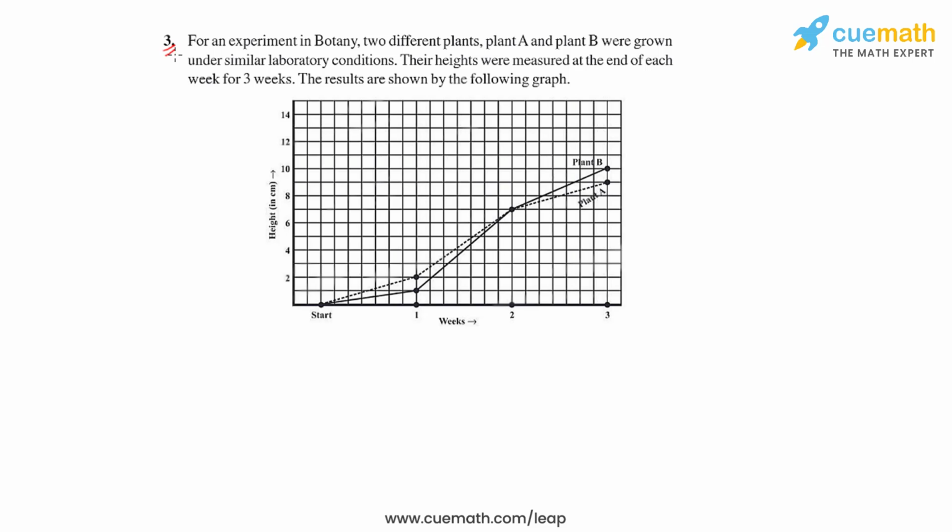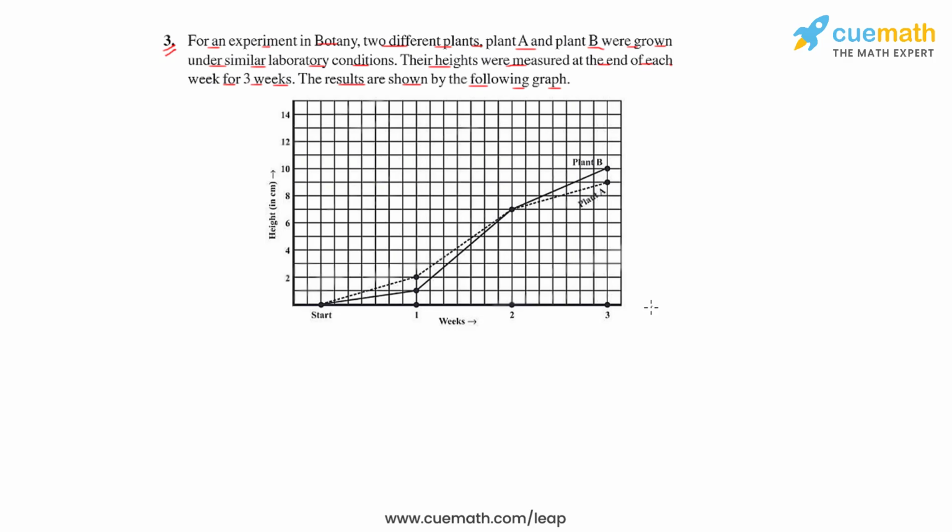So in question number 3 of this first exercise, we have been given a situation where for an experiment in botany, two different plants, plant A and plant B, were grown under similar laboratory conditions. Their heights were measured at the end of each week for 3 weeks. The results are shown by the following line graph.